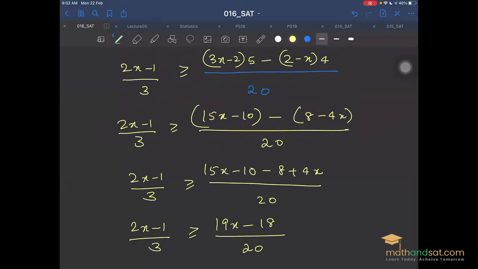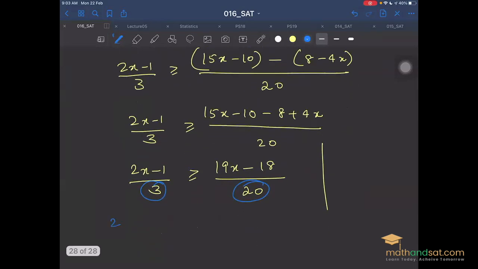So what have we done so far? We have just simplified the RHS. Now you just cross multiply. Since 3 and 20 are positive numbers, there's no flipping of the sign involved. Cross multiplying, we have 20 times (2x minus 1) greater than or equal to 3 times (19x minus 18).